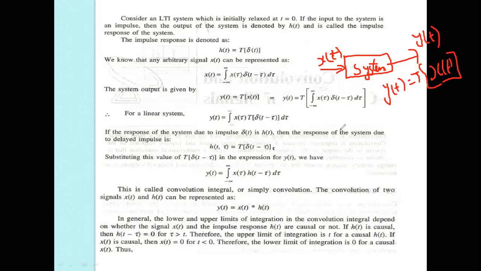Because actually the input is y of t equal to the delta function. The delta function is delta of t minus tau. So what is T of delta of t minus tau? What is h of t equal to T of delta of t? Instead of t, now it is t minus tau. It becomes h of t minus tau.